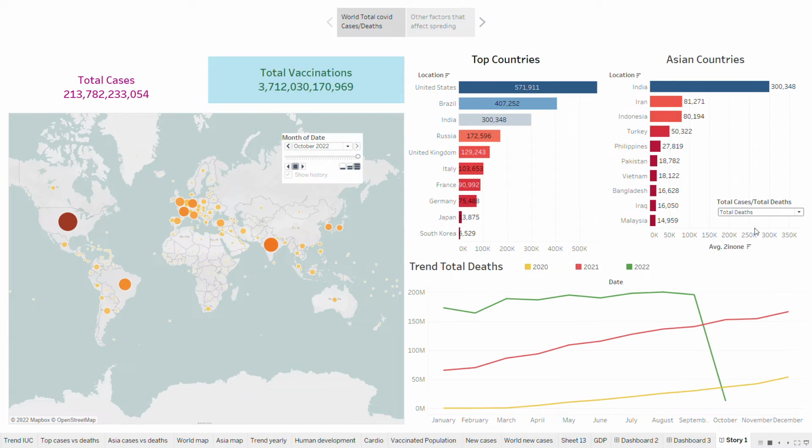So if I choose total deaths, all the graphs will change for the deaths, in which you can see the United States at the top, where 5,71,000 are deaths because of COVID-19. After that, Brazil is at the second level, and India is at the third level.